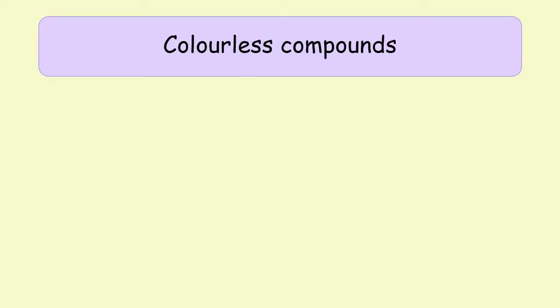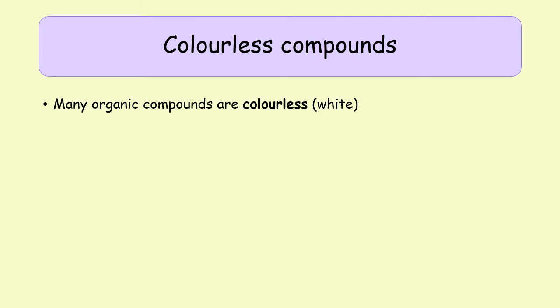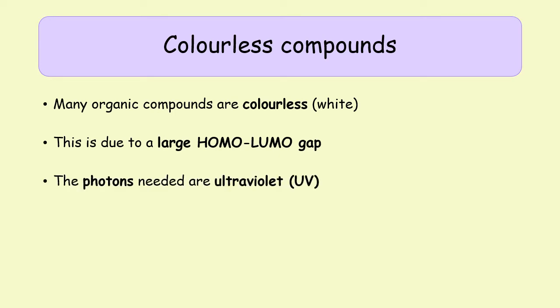Now, colourless compounds versus coloured compounds. So the majority of organic compounds are actually white. That's why most medicines are white powders. This is due to them possessing a really large HOMO-LUMO gap, which means you would need a really high frequency electromagnetic radiation source in order to promote. And this high energy would require ultraviolet light.